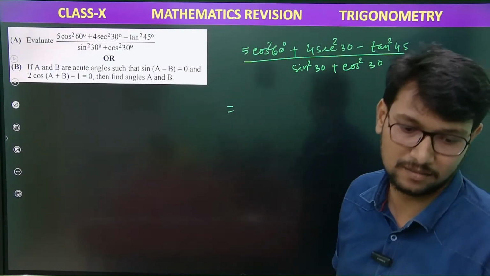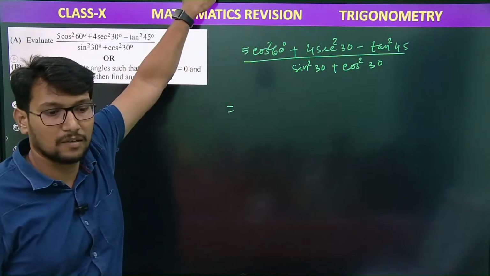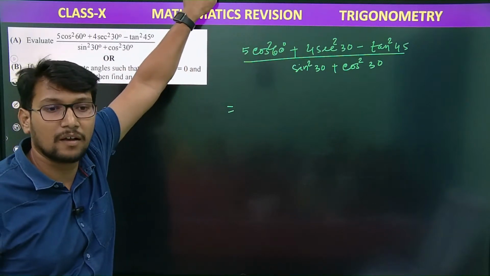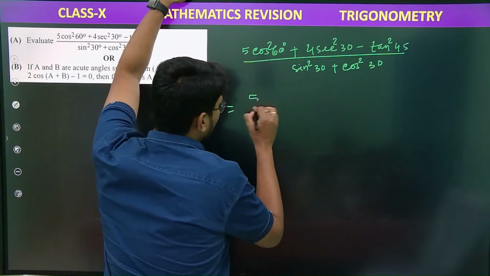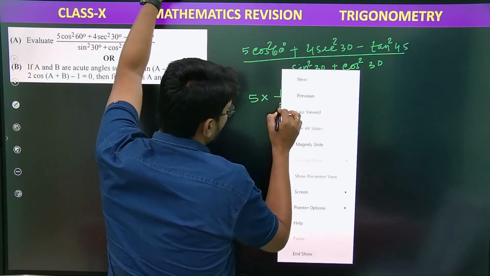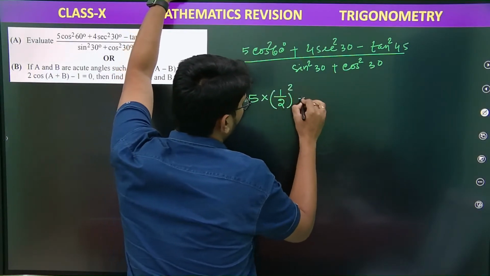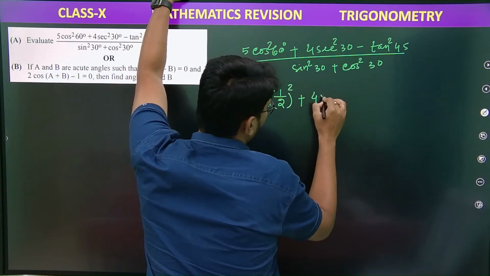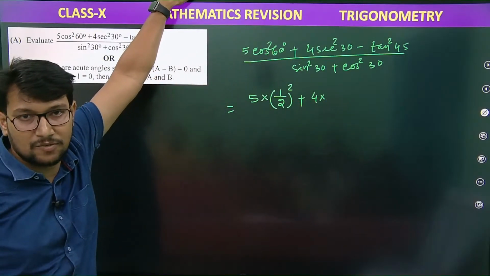Right. Okay. So what is the value of cos 60? It is 1 by 2. So cos square 60 means how much we have to write? Directly 5 into this is 1 by 2 square, right everyone? 1 by 2 square plus 4 into sec square 30. Sec square 30 is how much?